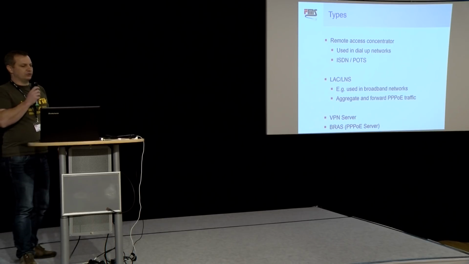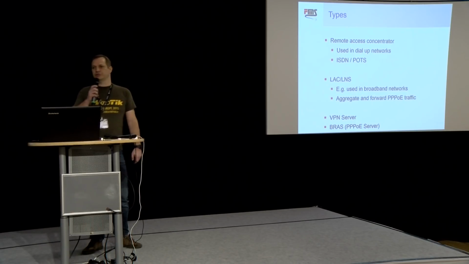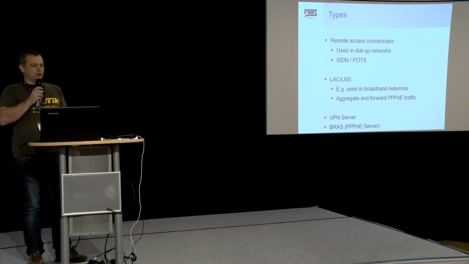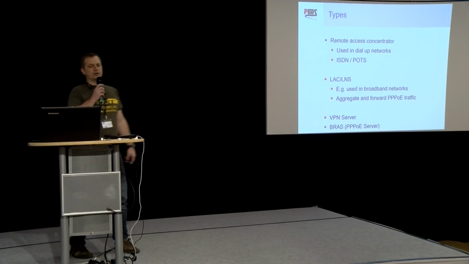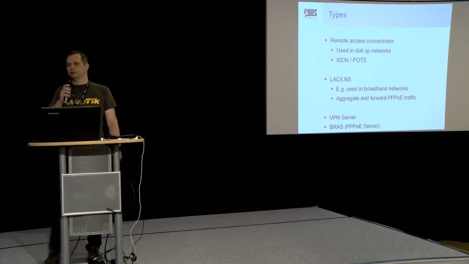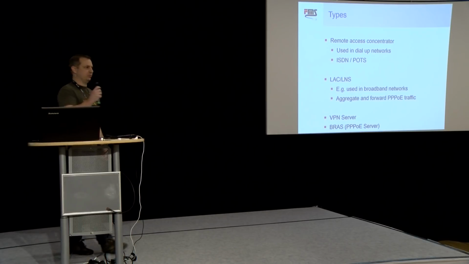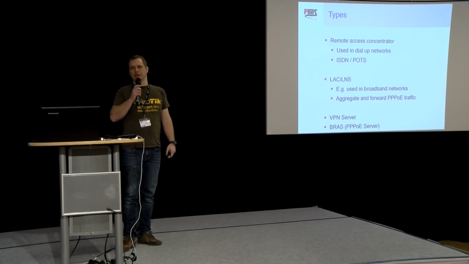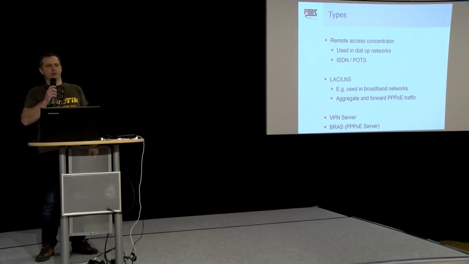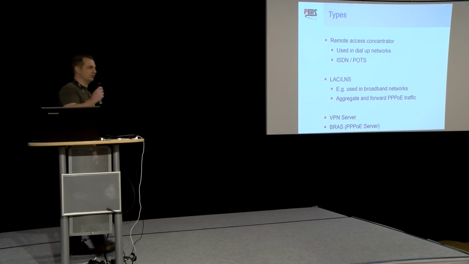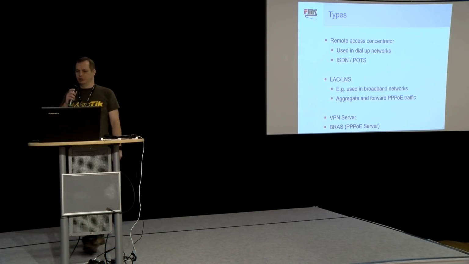There are different types of access concentrators. There are more historical ones like remote access concentrators that were used for dial-in connections with ISDN or POTS. And there are more common or current types like the combination of LAC and LNS, layer 2 access concentrators and layer 2 network servers, that are still used in broadband networks a lot. And there are VPN servers which are, by the term themselves, usually not called an access concentrator, but what they do is pretty much the same. And of course, in the ISP world, PPPoE servers, so-called broadband remote access servers, or BRAS, and those are the two that we really want to focus on during my examples.